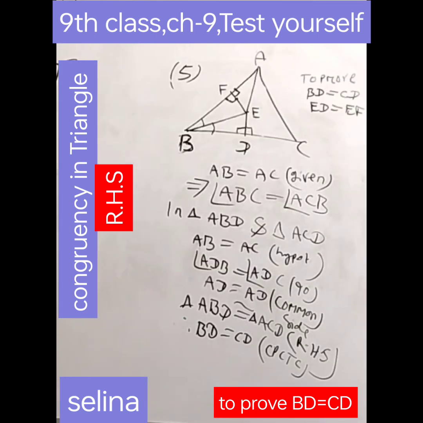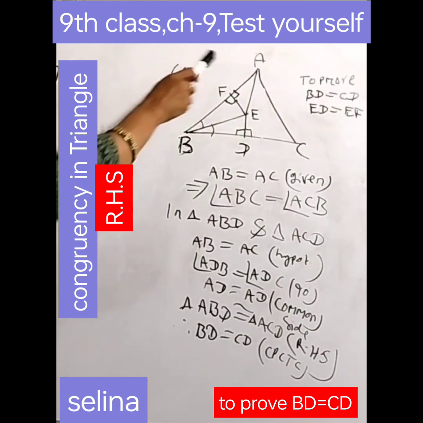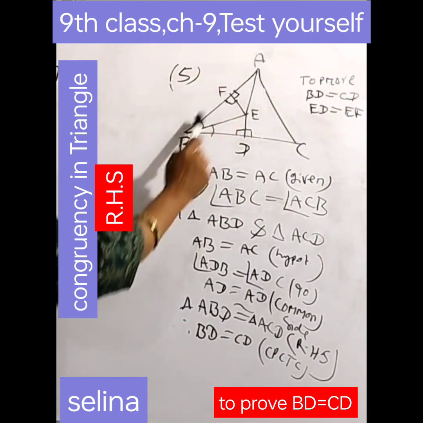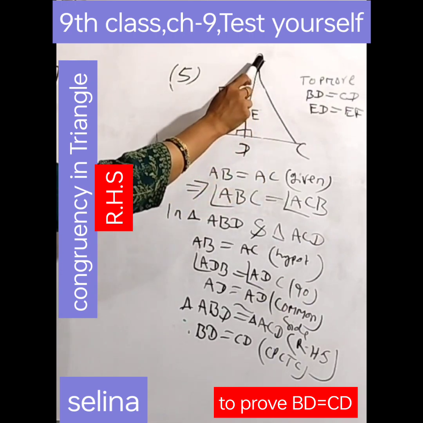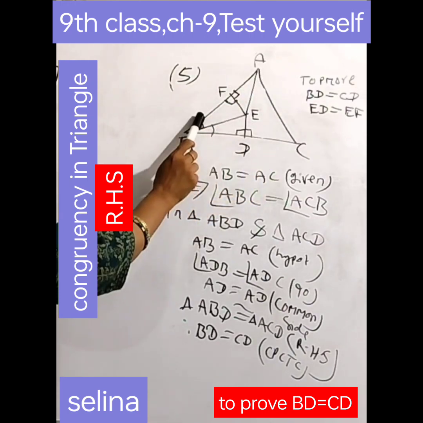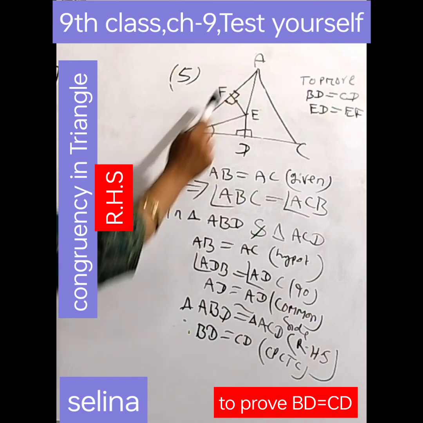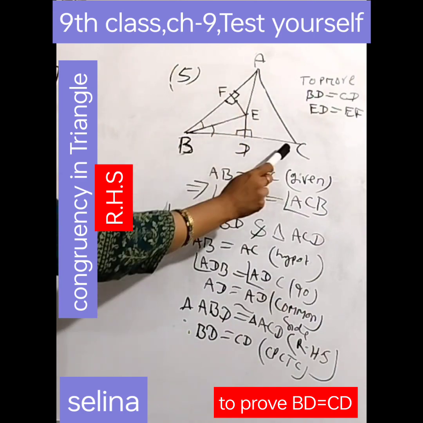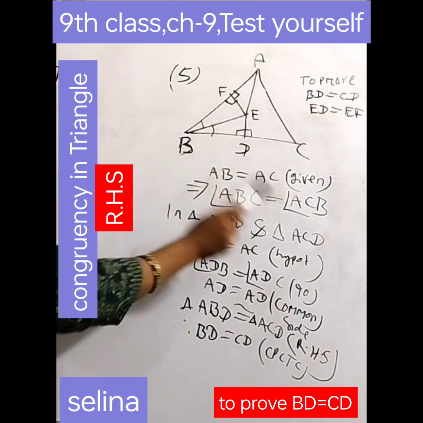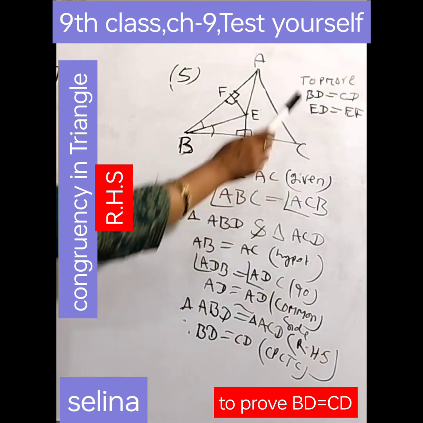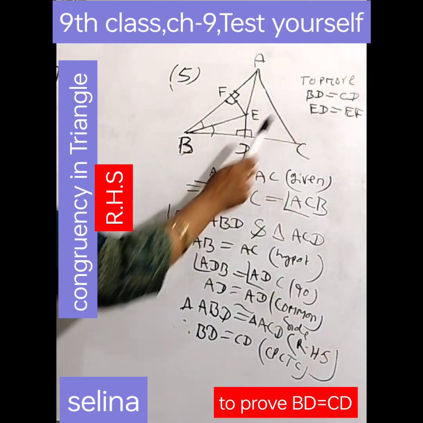If two sides of a triangle are equal, then the opposite angles are also equal. The opposite angle of side AB is this one and the opposite angle of side AC is this one. This is your triangle ABC. So angle ABC is equal to angle ACB. To prove BD equal to CD.